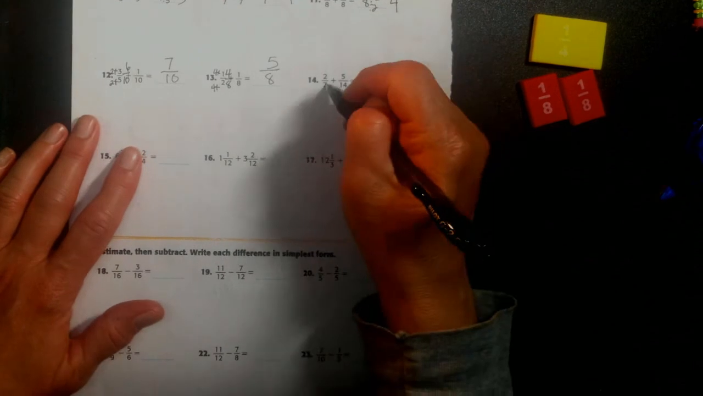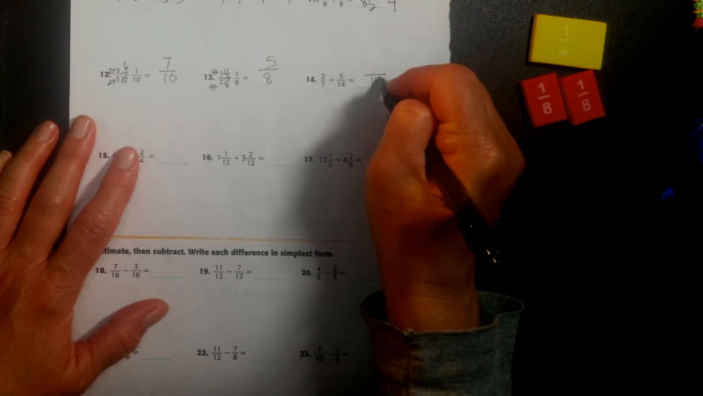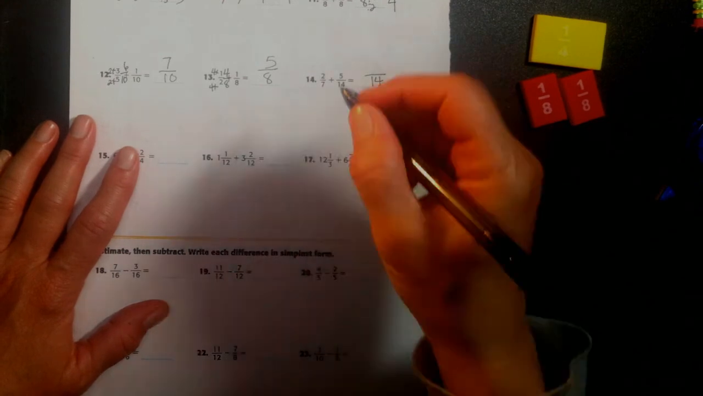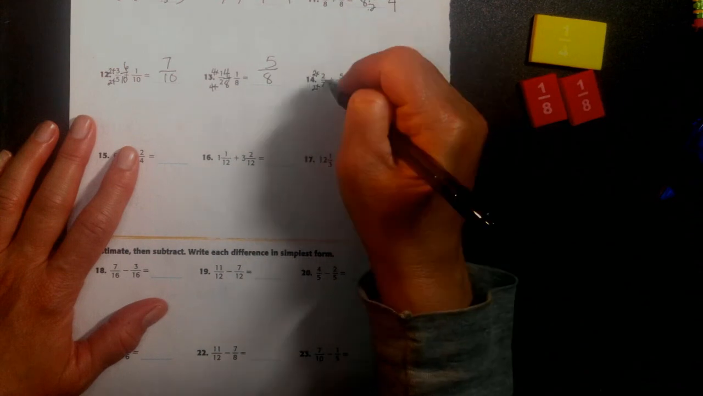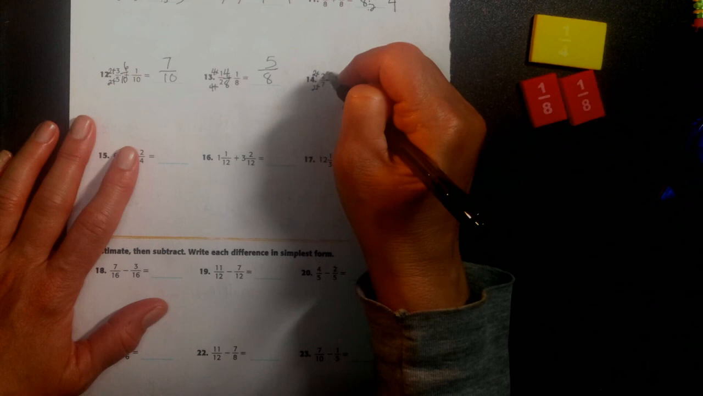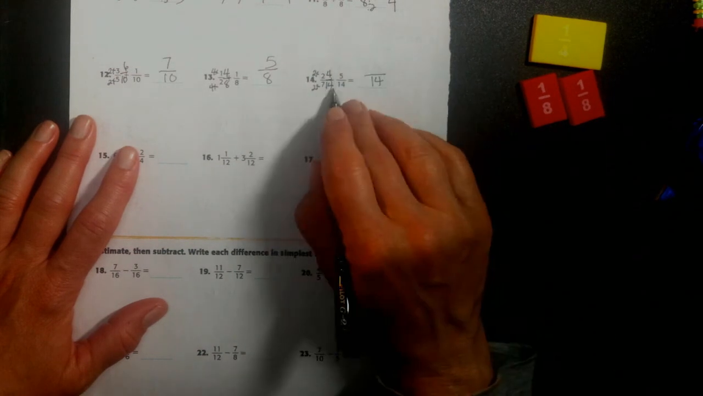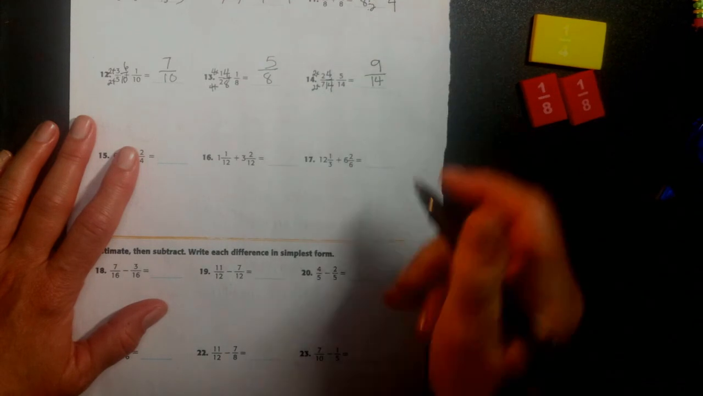All right, my 7 and my 14, I can't add them as they are, but I know when I add them together, I'm going to have a 14 here. So I'm going to turn this 7 into a 14 by multiplying it times 2. Whatever I do to the bottom, I have to do to the top. So now this is going to turn into 4/14. Now I can add 14, 14, 14. 4 plus 5 is 9.